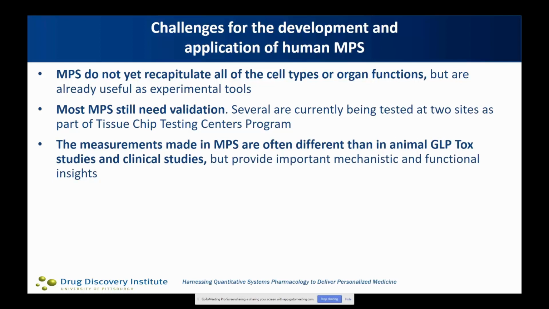The measurements that are made in these models are, in many cases, more mechanistic than clinical data might be. And so the good news is you get a lot more information about the specific mechanistic effects that a drug has in the organ and in the cells of the organ. But one of the challenges is then how do you relate that back to the clinical adverse events that are observed in the use of those drugs.